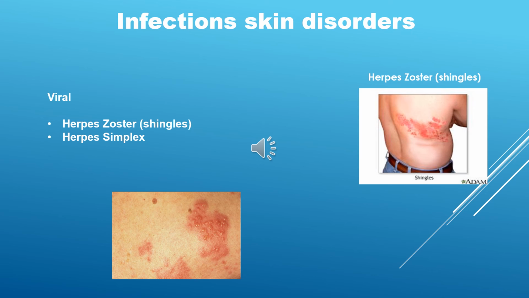With regards to viral infections and skin disorders, your book discusses various skin disorders. We're going to look at herpes zoster, or what we call shingles, and herpes simplex. Shingles is an infection caused by the varicella zoster virus. After a case of chickenpox, which is the same varicella virus, runs its course, the varicella zoster lies dormant inside the nerve cells. When reactivated, the virus multiplies and creates painful fluid-filled blisters and a red rash along the area of distribution of sensory nerves.